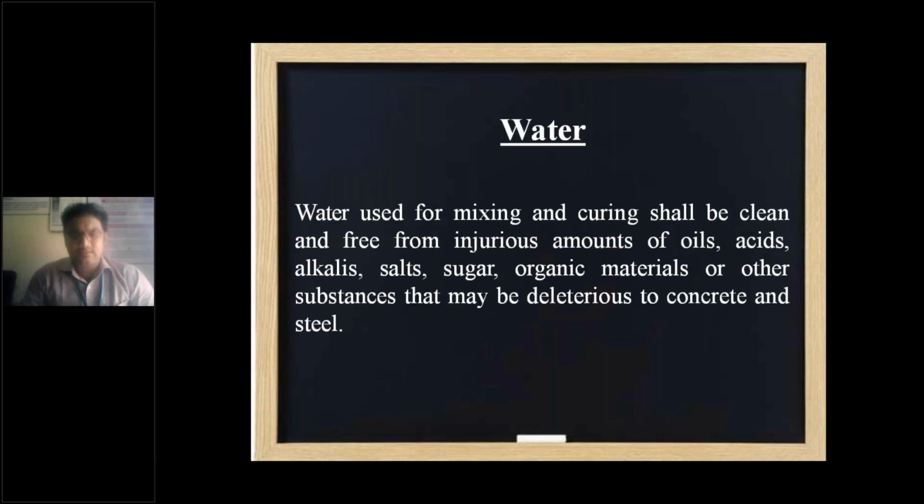And next, coming to water. Water is also one of the ingredients in concrete, right? The water which you are going to use for mixing, and not only for mixing, even after casting you are going to cure your element in water, right? In mixing and curing, it should be very clean and free from foreign bodies. It should not have injurious amounts of oils, acids, alkalis, salt, sugar, organic materials, and other kinds of substances. It should be away from all these foreign materials and matter. That kind of water you are supposed to use for casting concrete, right?